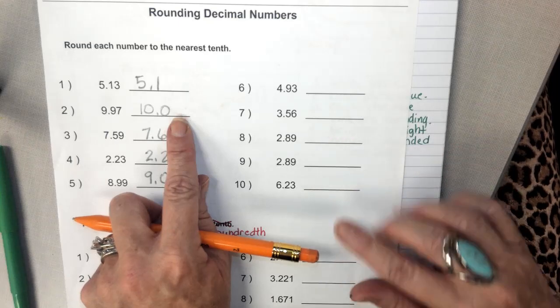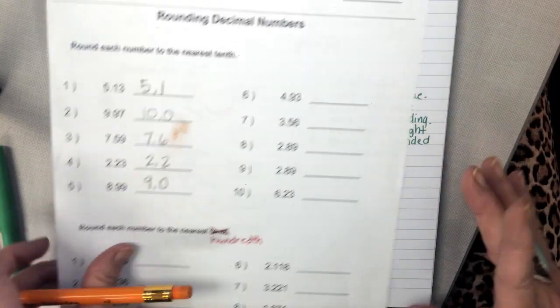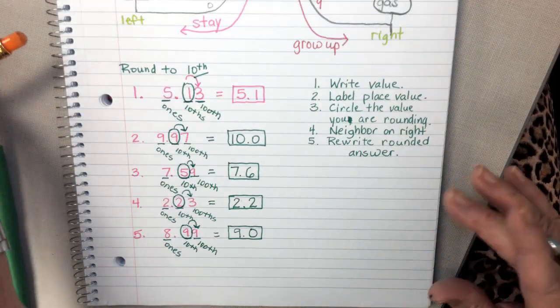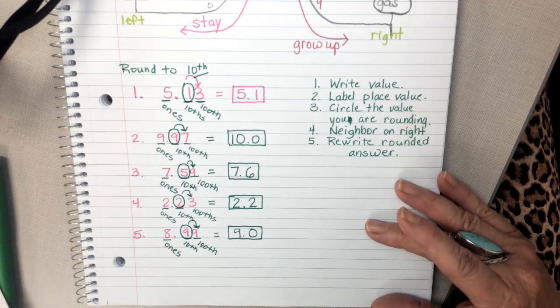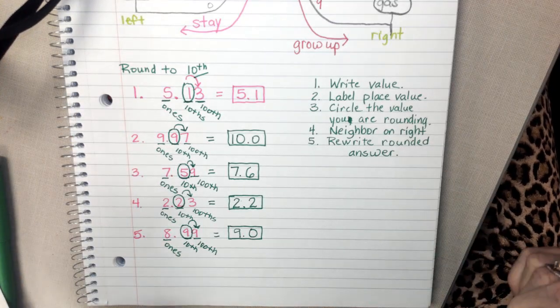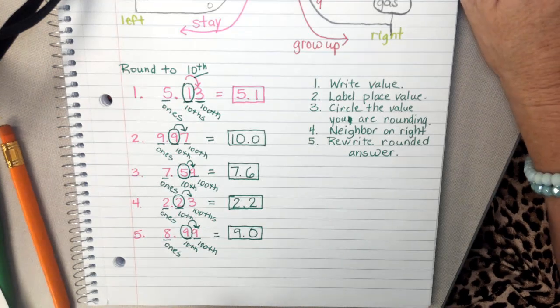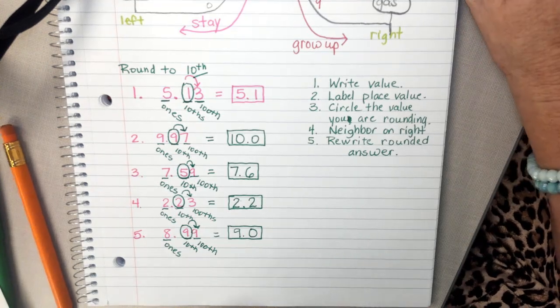What I'd like you to do now is go over here to 6 through 10, 6 through 7, and I want you to do that same thing in your notes. Go ahead and do that same thing in your notes, and then record your answers on your paper. I'll see you back for the next video, which is rounding to the nearest hundredth.